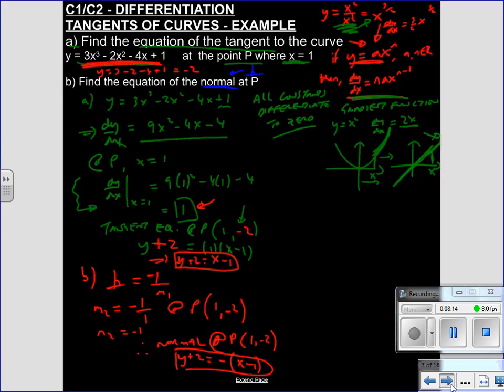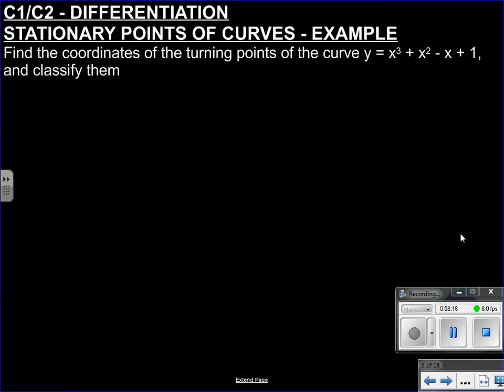Let's go for another one. This time we're talking about stationary points. Now, I think I've talked about this before. It says find the coordinates of the turning points. So you've got two things here. You've got stationary points and you've got turning points. What does that mean of this curve here?